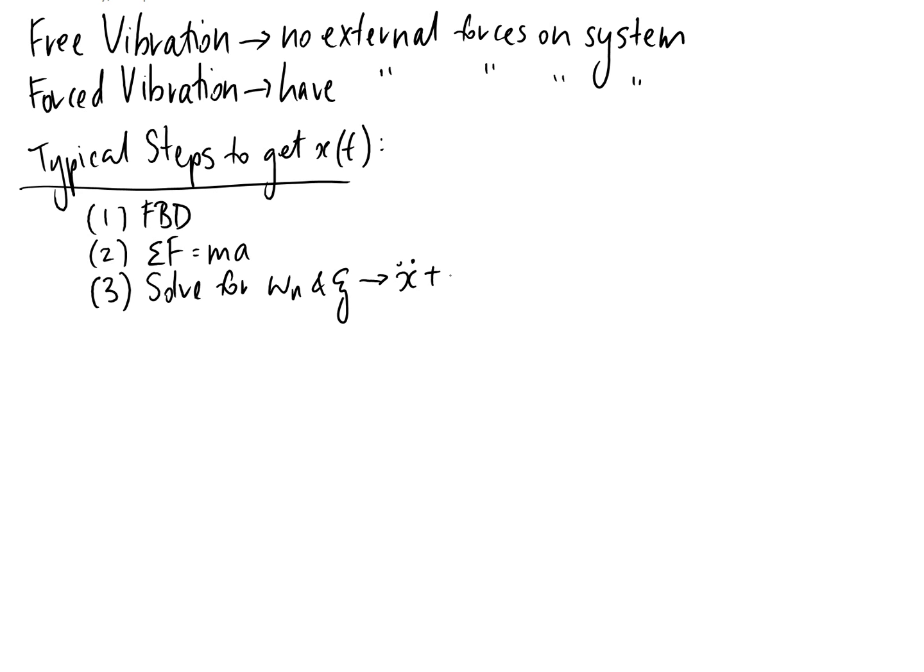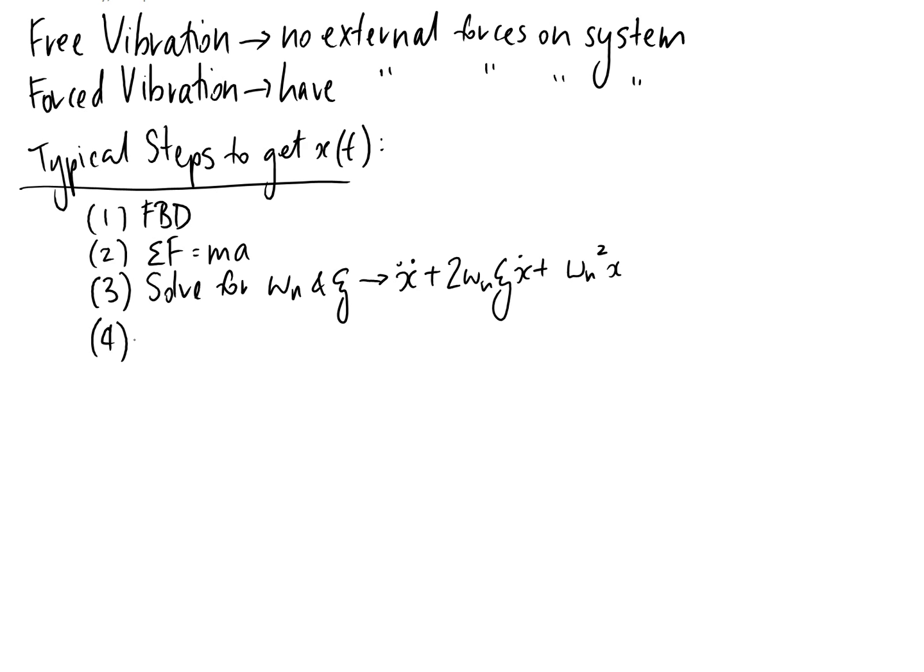And we can get that from a general form of our equation, because we know that x double dot plus 2 omega n times zeta x dot plus omega n squared has to be equal to the thing that looks like this, that comes out of your sum of forces equals mass times acceleration equation. Sorry, and this should have an x on the end, as you'll see in the examples.